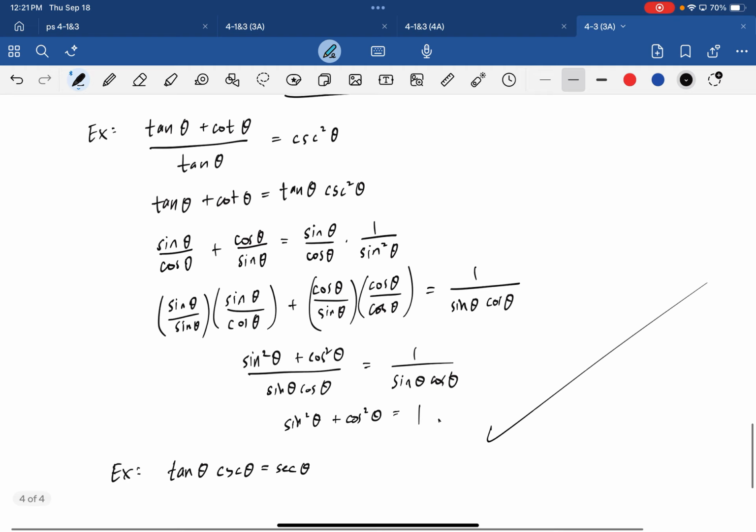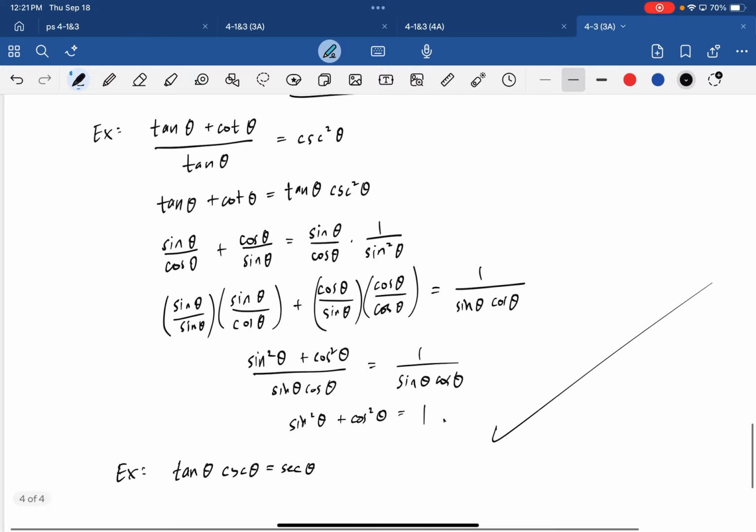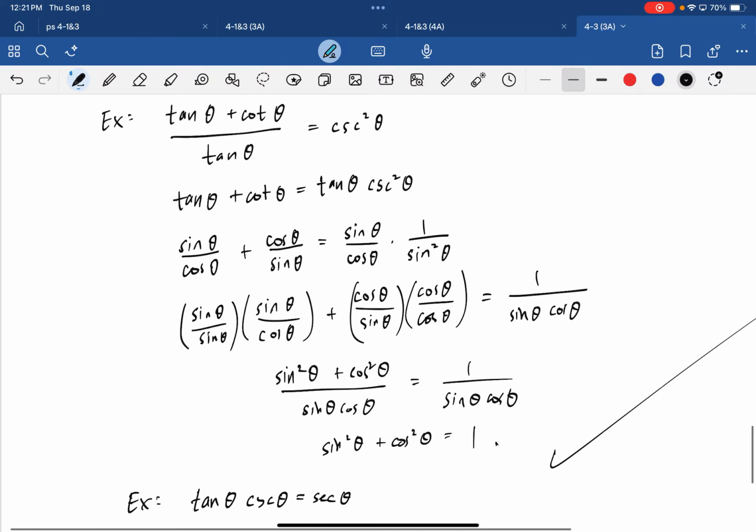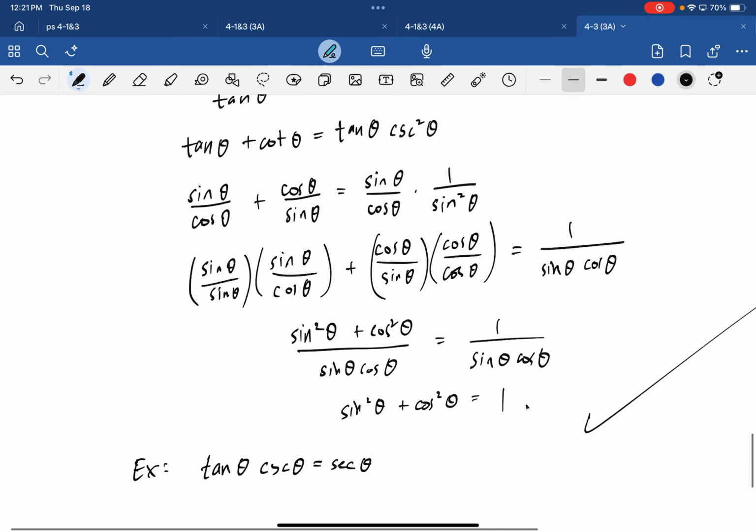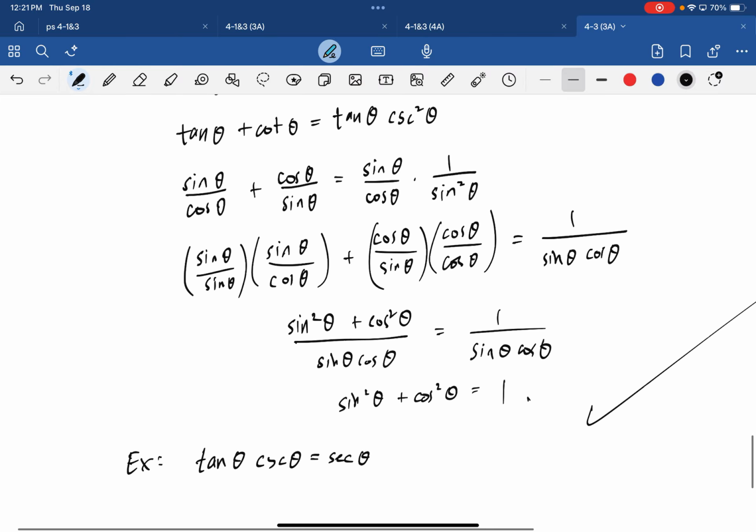Are we all good with this problem? No, I'm still writing. Okay. So first thing to do is write everything in terms of sine and cosine.